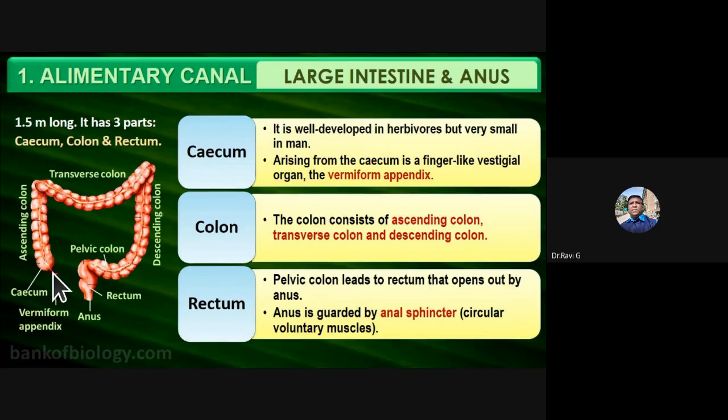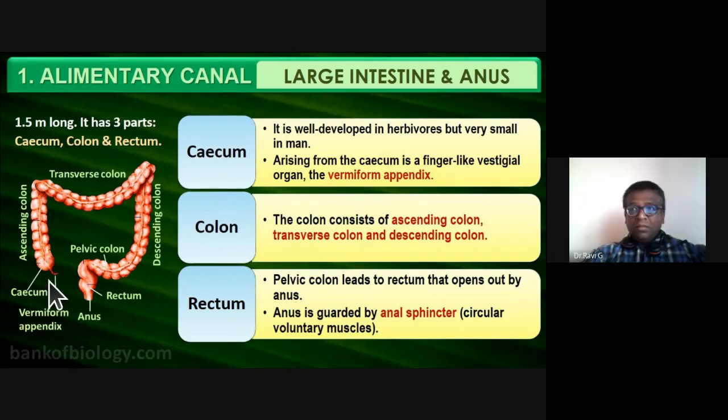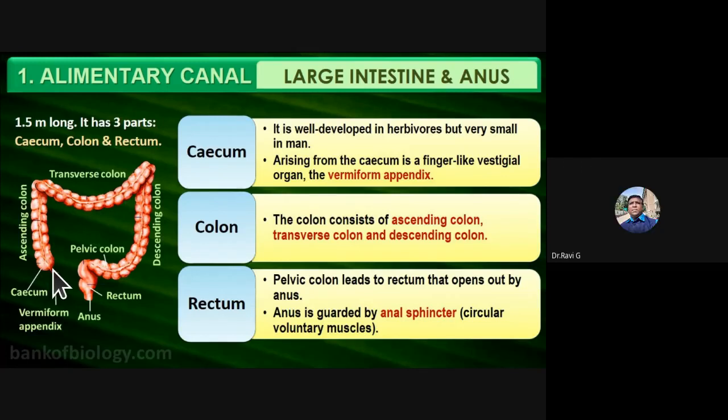Arising from the cecum is a finger-like vestigial organ. What do we call this vestigial organ? The vermiform appendix. They don't have any role, so they are vestigial. Vestigial means remnants of the evolutionary past. So the cecum is very small in man, but well developed in herbivores. Arising from the cecum is a finger-like vestigial organ, which we call the vermiform appendix.